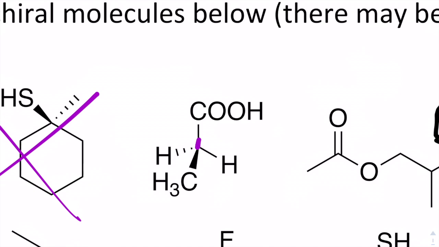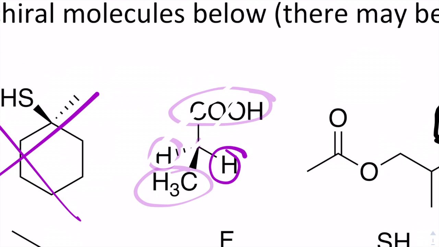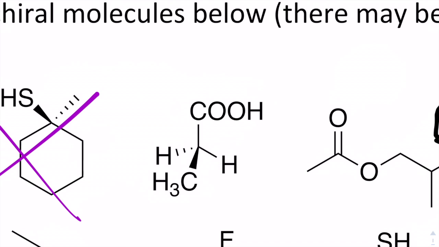And that carbon doesn't have 4 different substituents attached to it. Well, we have this carboxylic acid, that's group 1. We have a methyl group, that's group 2. But we have 2 hydrogens. Yikes. So that is not 4 different substituents. So again, this is not a chiral center. So we have 0 chiral centers again, or it's achiral.